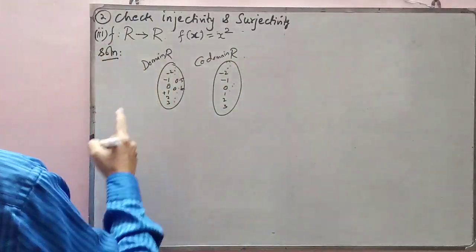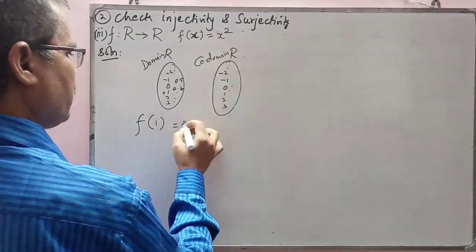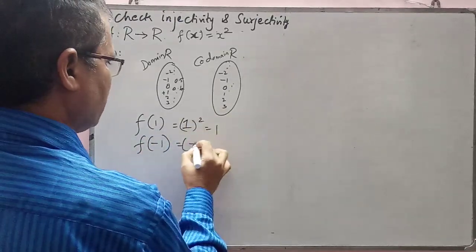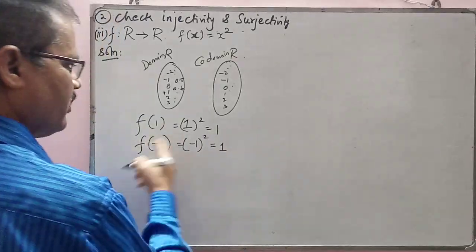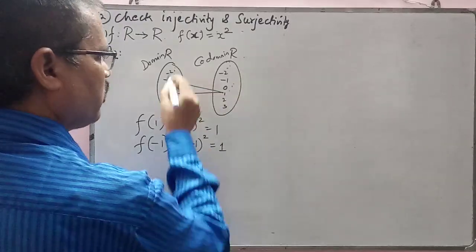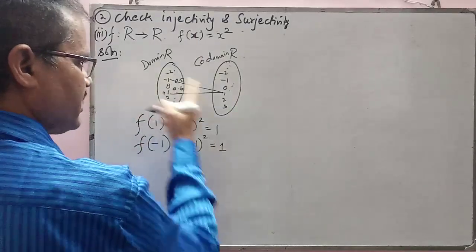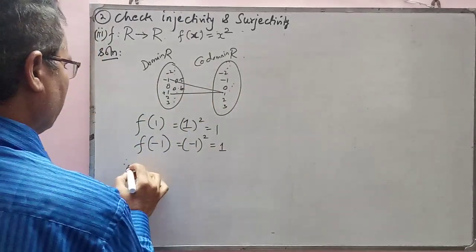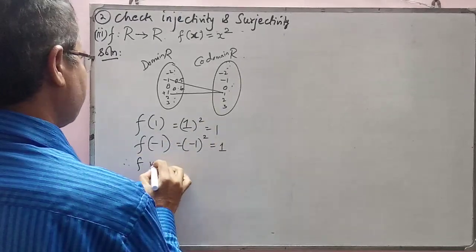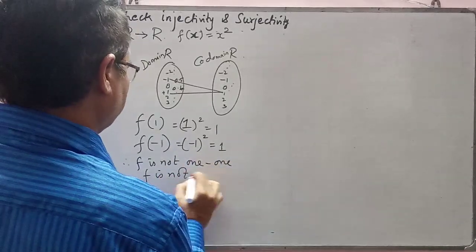Now, children, one-to-one function. Let us check. Let's take the easiest value: f of 1 is 1 squared, which is 1. f of -1 is also (-1) squared, which is also equal to 1. So two elements, 1 and -1, have the same image, 1. So it is a many-to-one function. This is not one-to-one. One-to-one means one element will have only one image. Here two elements are having the same image. Therefore, f is not one-to-one, that is, f is not injective.